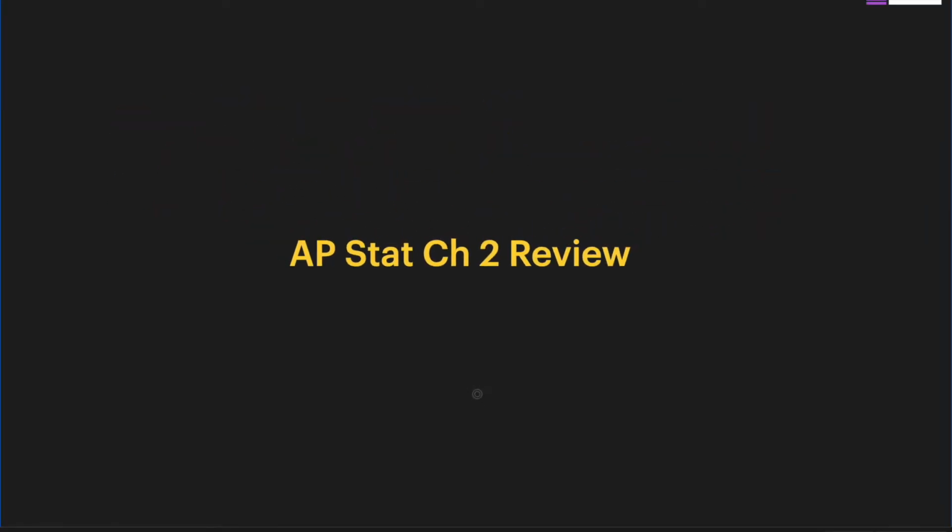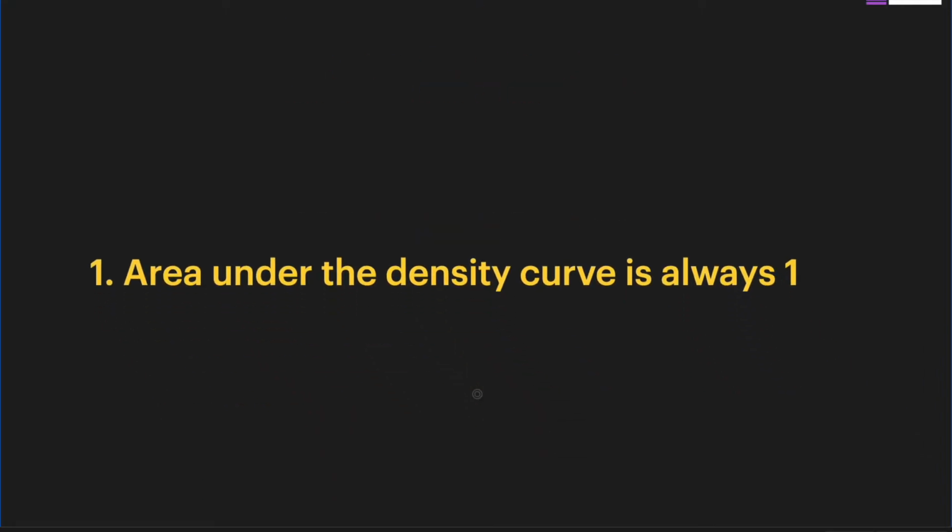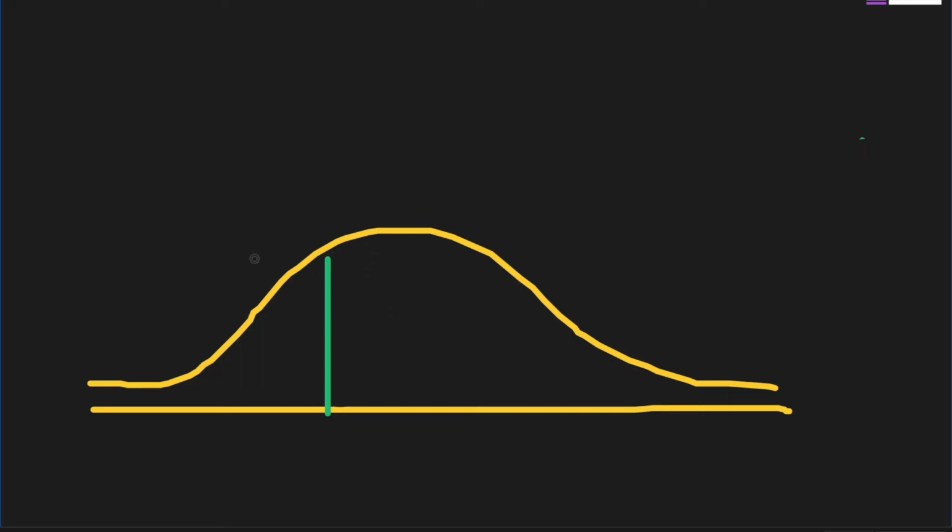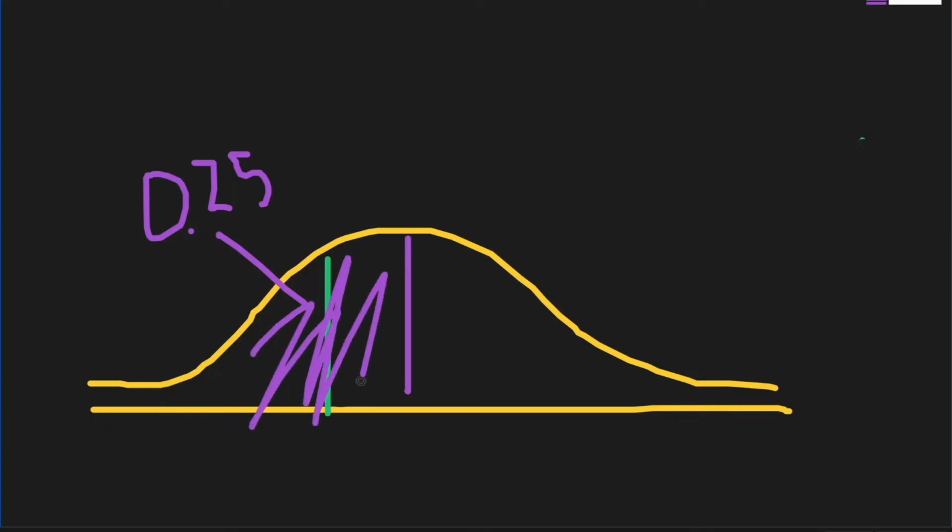So first, let's go over one concept: the area under the density curve is always equivalent to 1. So meaning if I have this density curve over here, and this area might have an area of like 0.25, something like that, since the whole thing has an area of 1. And then this area might be 0.5, since it's looking like this chunk is about half of the total thing.